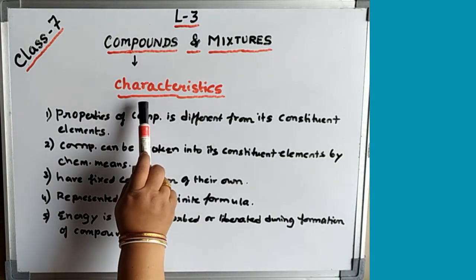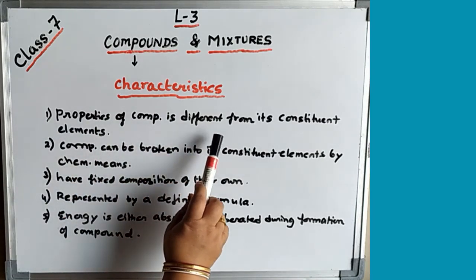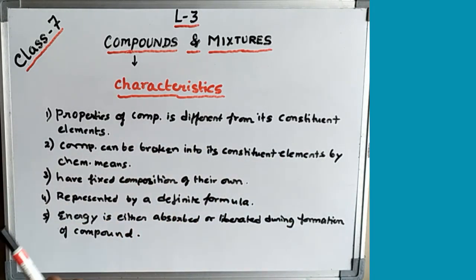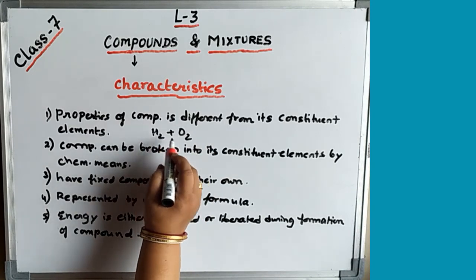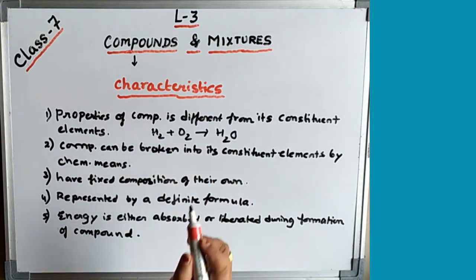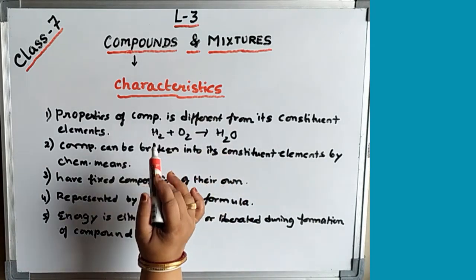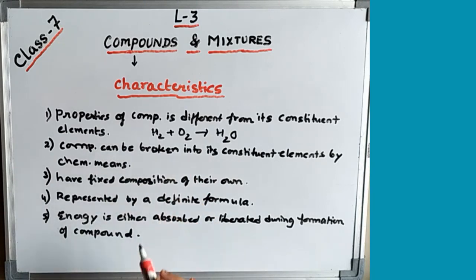Now we will talk about the characteristics of a compound. The first characteristic: the properties of a compound are different from its constituent elements. Let us see an example. When hydrogen combines with oxygen, these two elements give water, and water is a compound. Its properties are totally different from the constituent elements, hydrogen and oxygen.